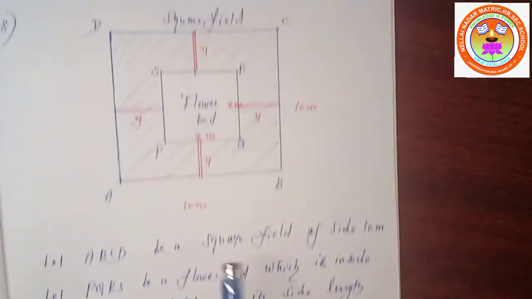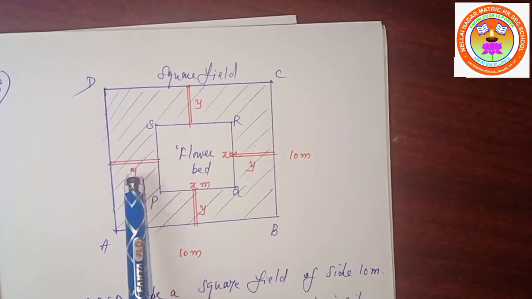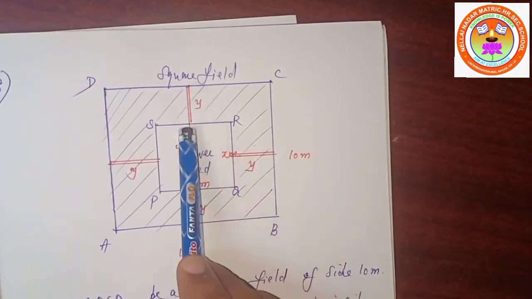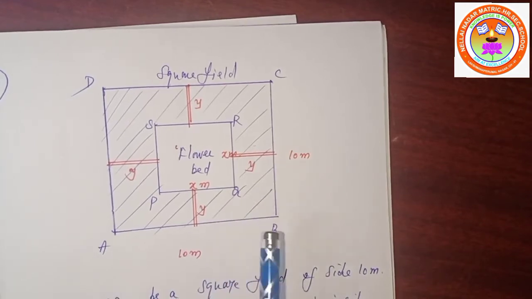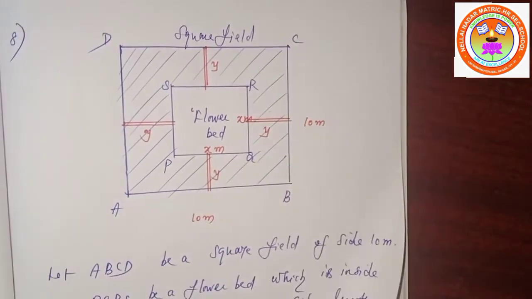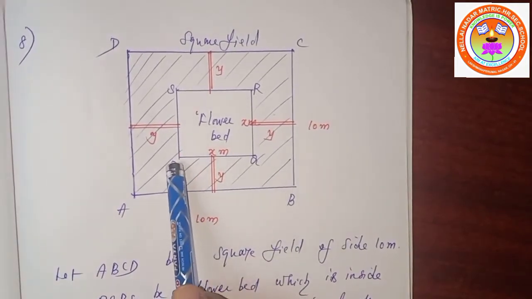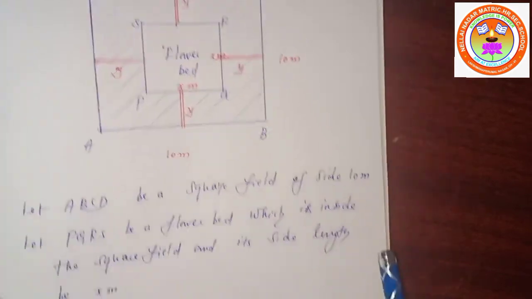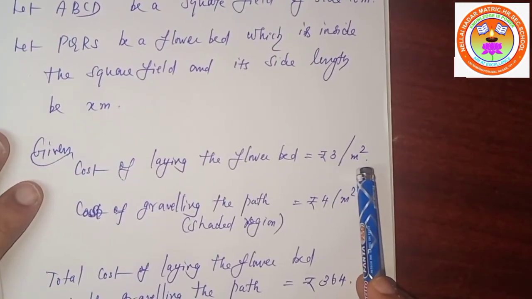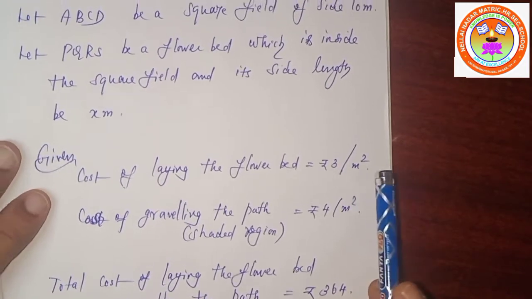Width. I consider the width as y meters. Y meter, y meter, y meter. You have to find out the value of y. How to find? First, I find the area of the flower bed because meter square is given. Meter square is a unit for area. First, you have to calculate the area.